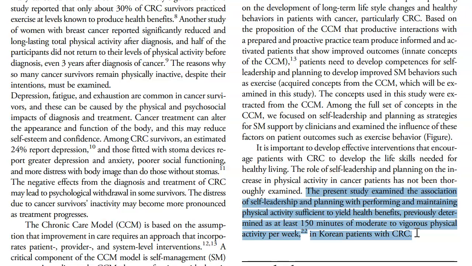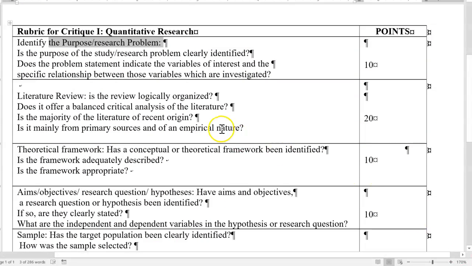All right, so let's go back to our thing here. So, is the purpose of the study clearly identified? I think so. They said it really nicely. Does the problem statement indicate the variables of interest and the specific relationship? Well, it does say what they are. Now, how specific the relationship between those variables, that might be slightly debatable.